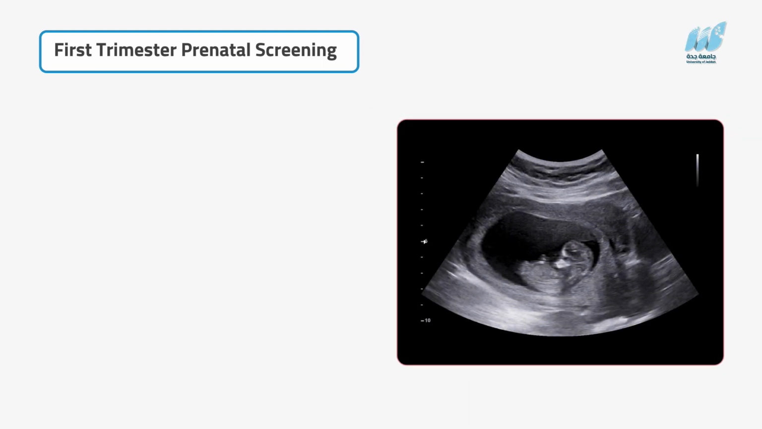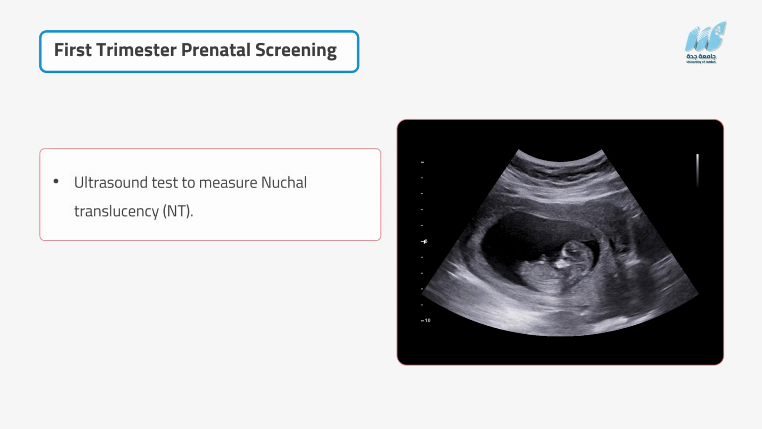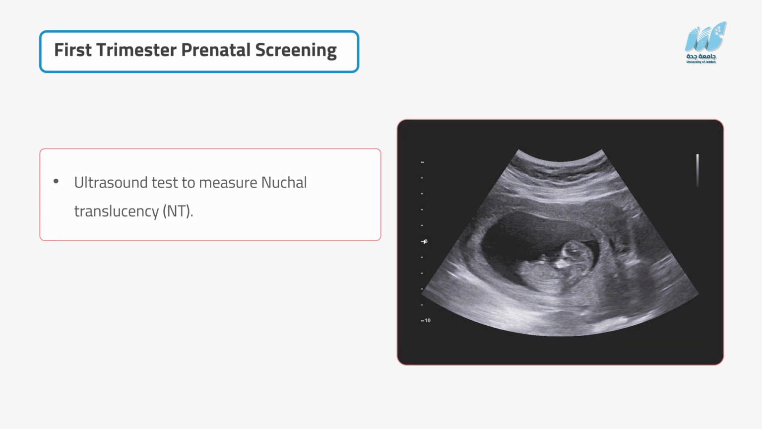The second rule of first trimester prenatal screening is the ultrasound test to measure nuchal translucency. Ultrasound is a gold standard technique, a non-invasive tool used by obstetricians to assess the fetus in utero. Using ultrasound, the amount of fluid in the skin at the back of the baby's neck is measured. This is called nuchal translucency. All babies at this stage of pregnancy have fluid at the back of their neck, but babies with Down syndrome or Edwards syndrome tend to have more fluid.